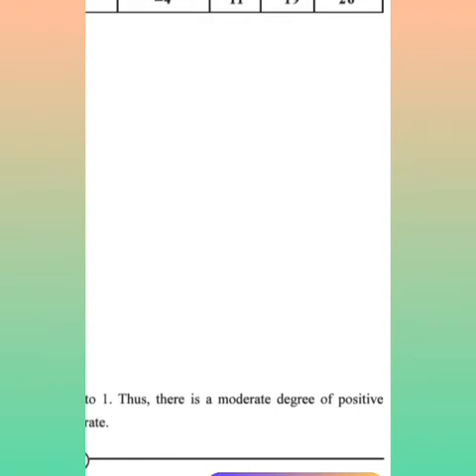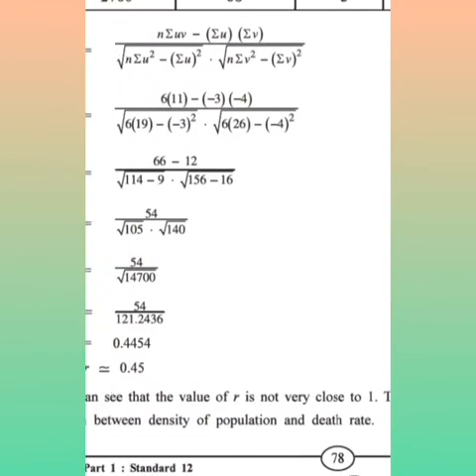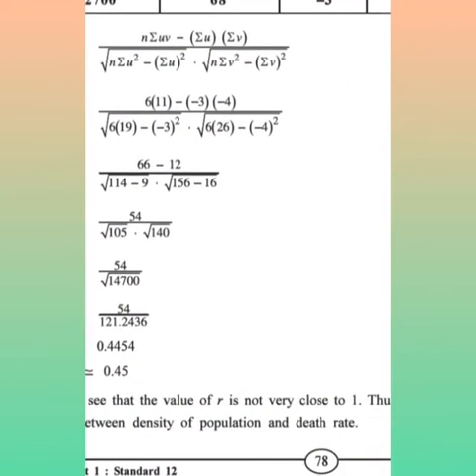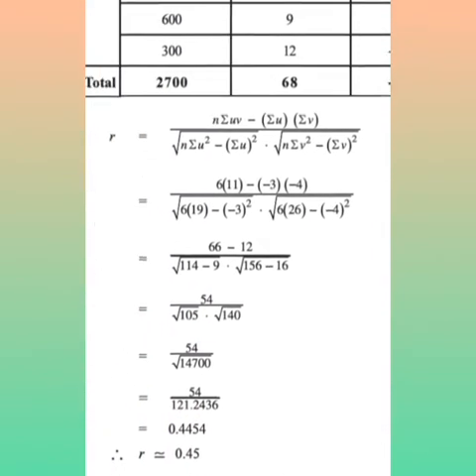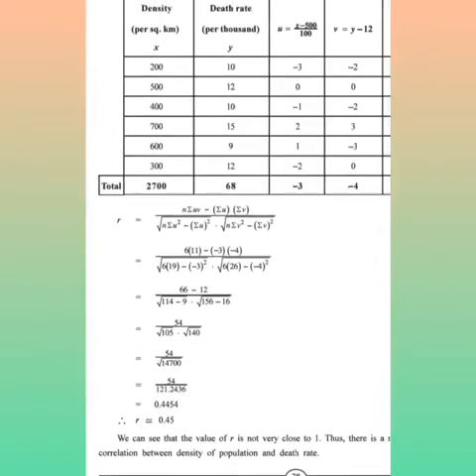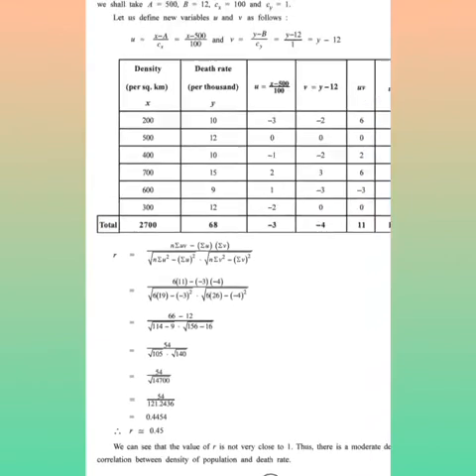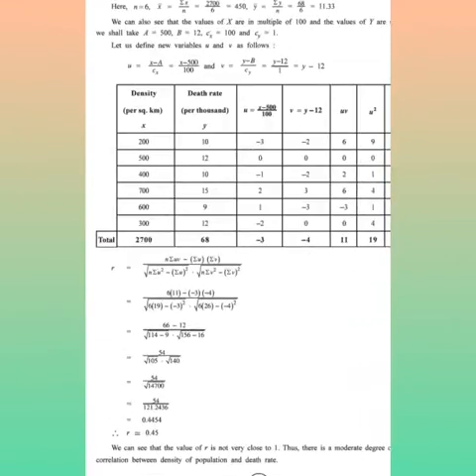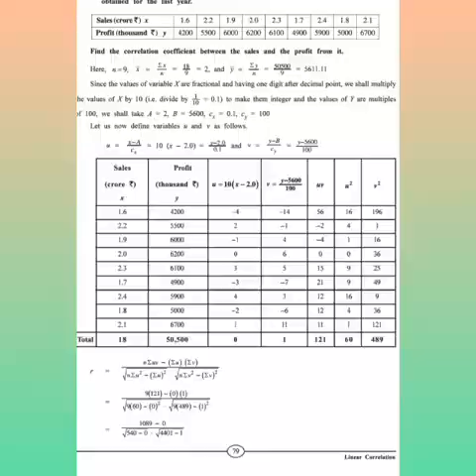Moderate degree. Why moderate over here? Why have they given the word moderate? Because it is just in between, around 0.45. It is not even nearer to 1, not even nearer to say minus 1. Okay, so that's what they have given, moderate degree of positive correlation between the density of population and the death rate. So that is how we do this 11th sum, and that is how we actually interpreted it.